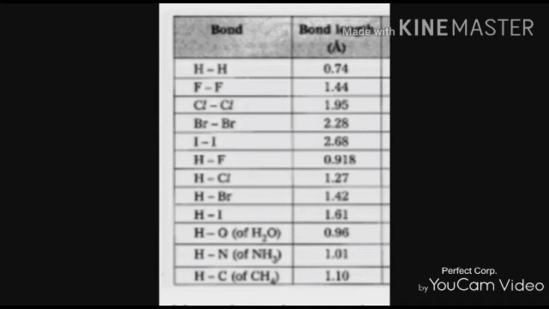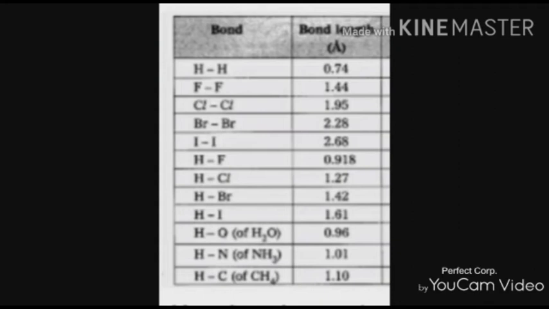For hydrogen single bond fluorine, the bond length value is 0.918 Angstrom. For hydrogen single bond chlorine, the bond length value is 1.27 Angstrom. For hydrogen single bond bromine, the bond length value is 1.42 Angstrom. For hydrogen single bond iodine, the bond length value is 1.61 Angstrom.